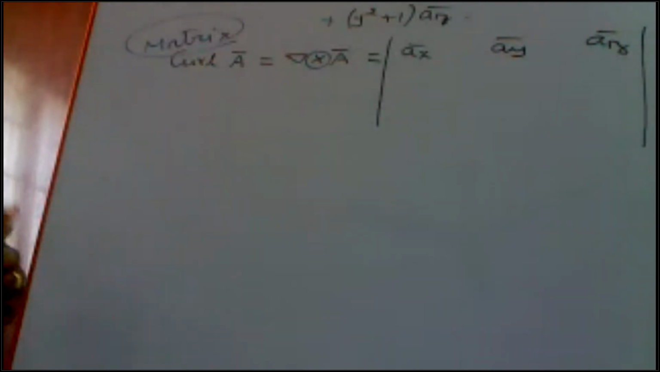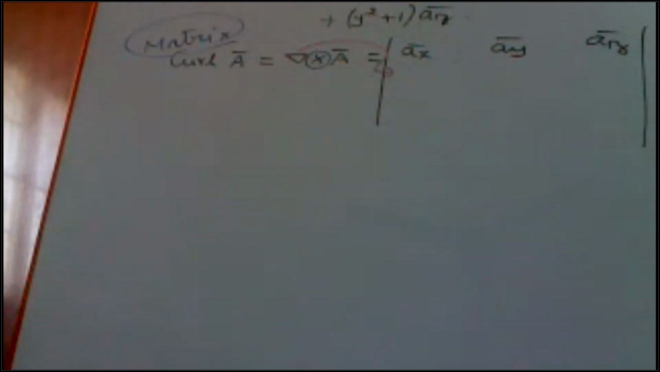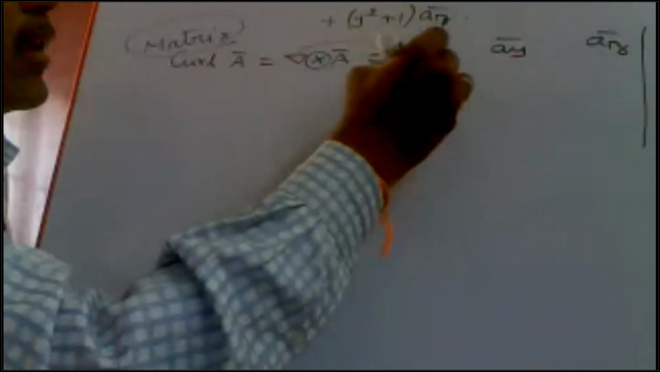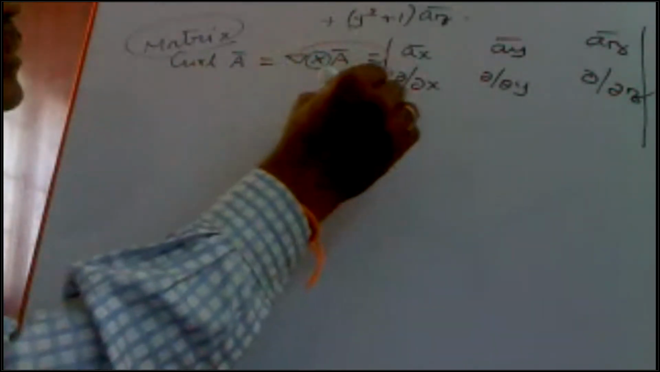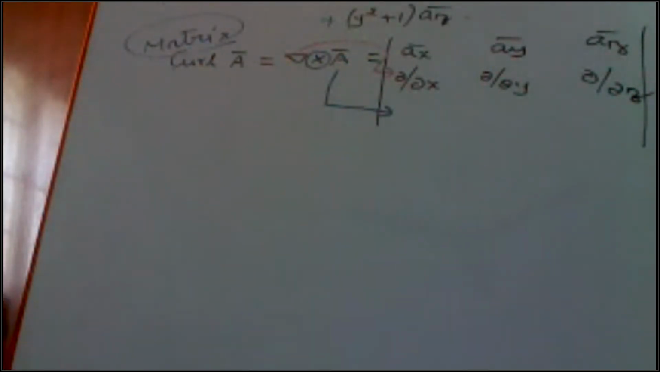The first row is ∂/∂x, ∂/∂y, ∂/∂z. Always the coefficient of the first element we have to write as the second. So it becomes ∂/∂x, ∂/∂y, ∂/∂z. What about the third row? The third row is the second vector mentioned here, the coefficients of that.